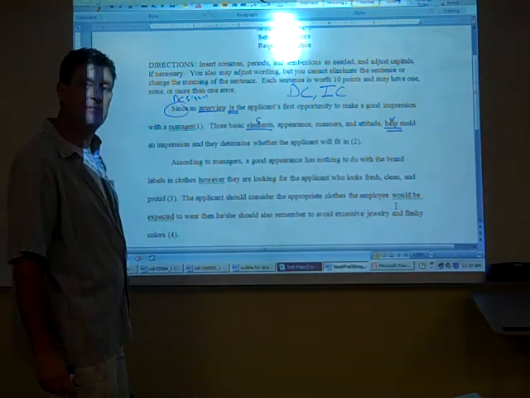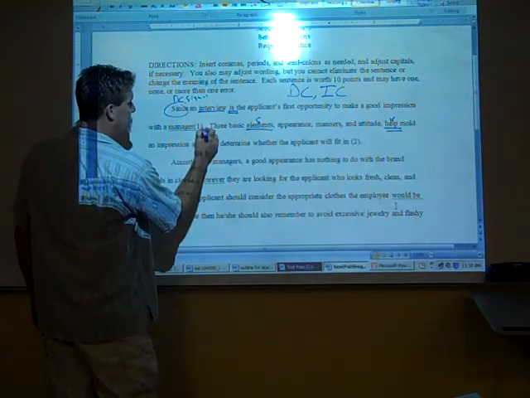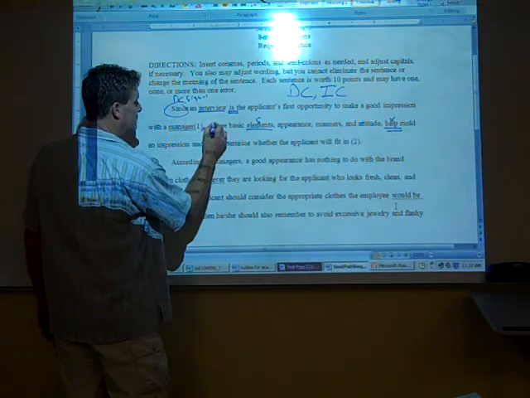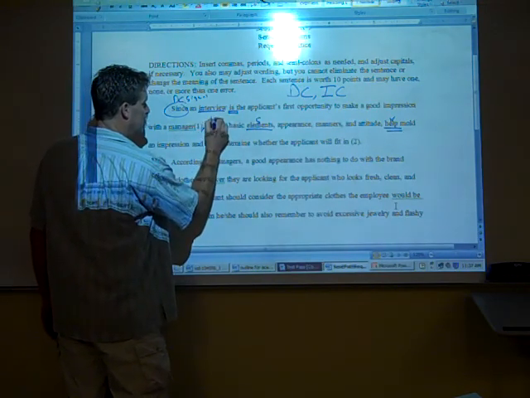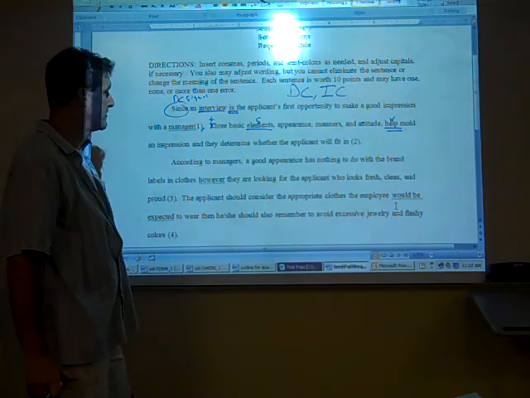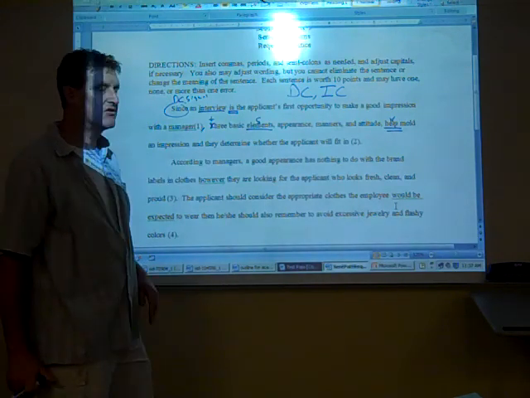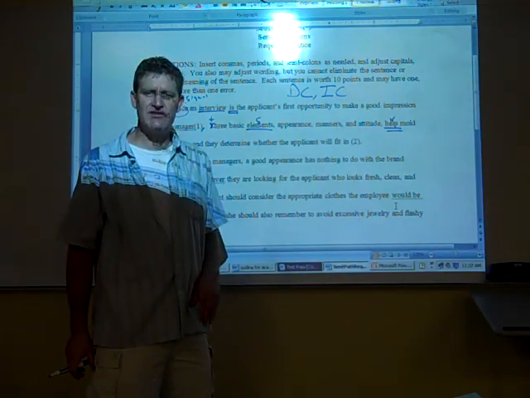So, we need to do a couple of things. We need to make this period a comma, and then we need to strike this out and make this T lowercase. There's our first 2 sentences on our required test done.